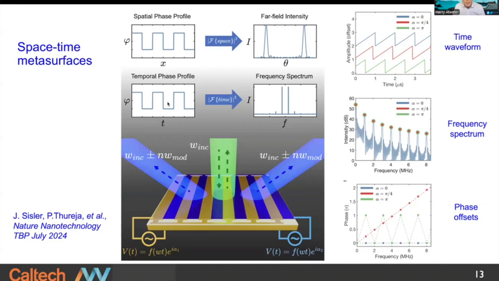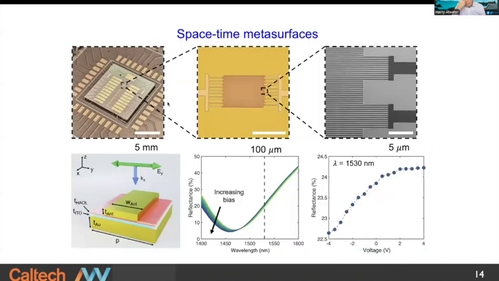So this is a metasurface in which we impart a periodic spatial phase profile, in this case, a diffractive switching element that produces two diffractive lobes with different steering angles or parallel momenta. But we also produce a temporal phase gradient. And in addition, we can produce phase offsets between the two.